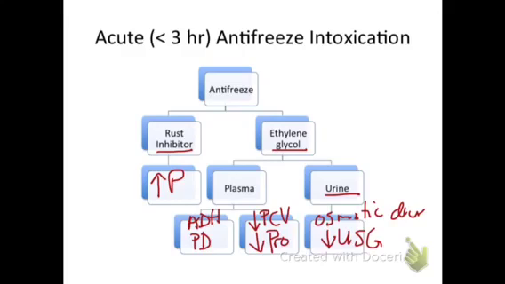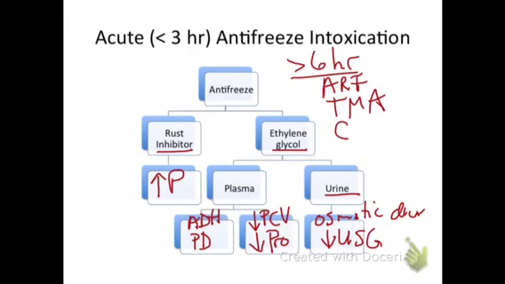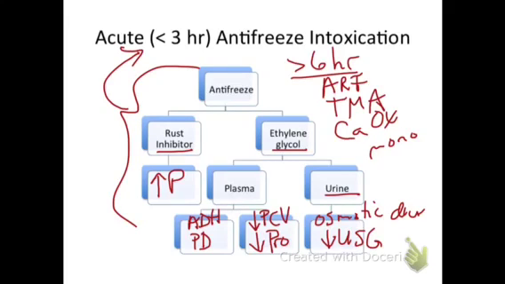Overt signs of ethylene glycol toxicosis do not become apparent until greater than 6 hours after ingestion of ethylene glycol. So after 6 hours, you would expect to see signs of acute renal failure, a titrational metabolic acidosis, as well as calcium oxalate monohydrate crystals. So hopefully, by noticing these changes early, you can start treatment early and not diagnose the animal after it's become too late.